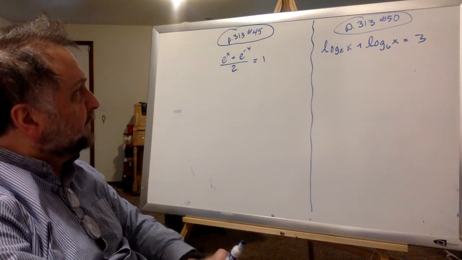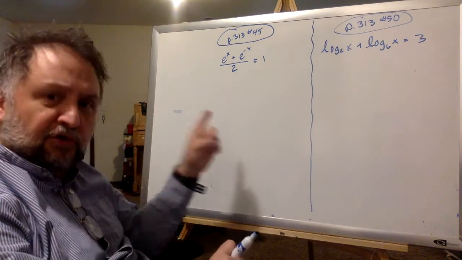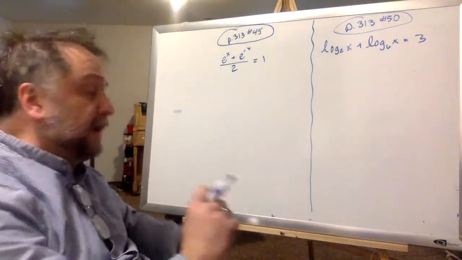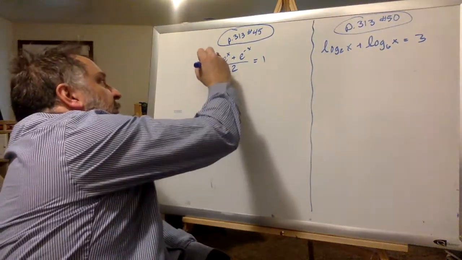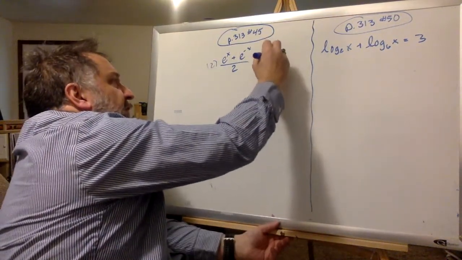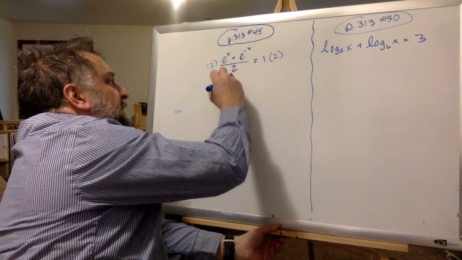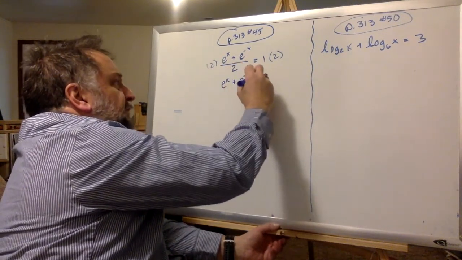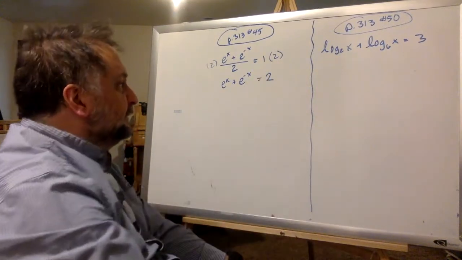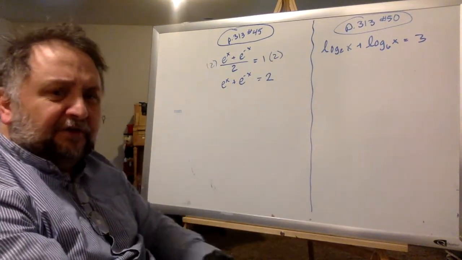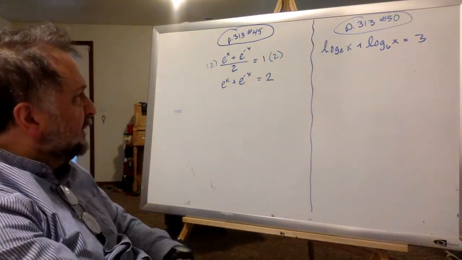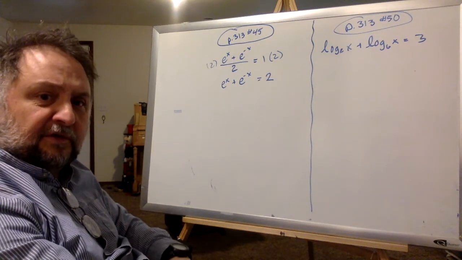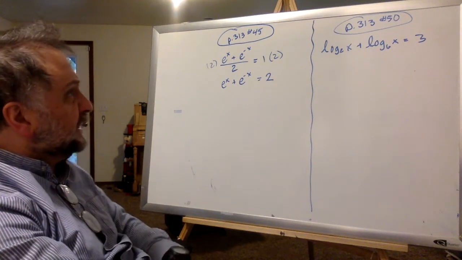Tricky problem here. Okay. So first of all, I don't like that 2, so I'm going to get rid of the 2 by multiplying both sides by 2. So I'm going to multiply this side by 2 and multiply this side by 2. So what I get is e to the x plus e to the negative x is equal to 2. By the way, this problem is a little tricky, probably would not appear on a test. That would be a little tricky of me to do.